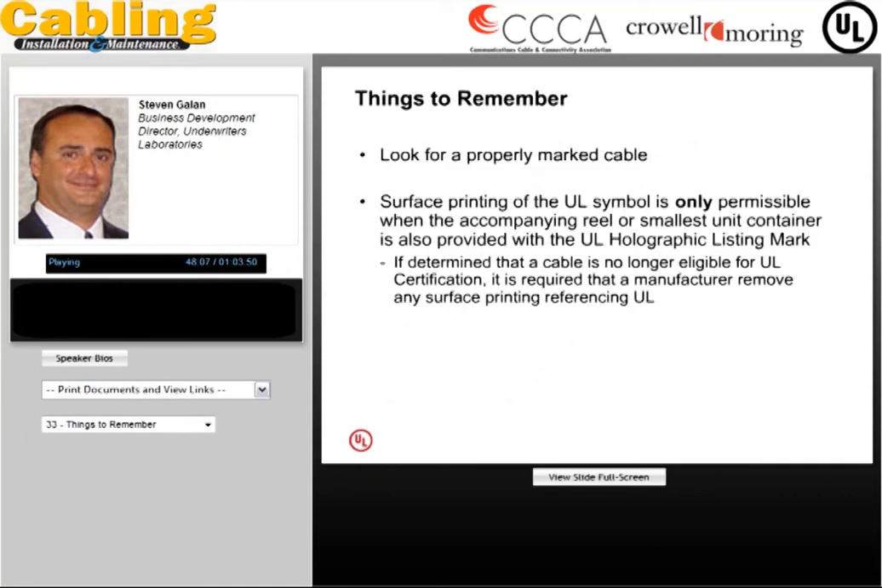So in closing, I would like to remind everyone, always look for a properly marked cable, and that the UL symbol is on the cable. It must also have the UL holographic listing mark on the container. UL does require from the manufacturers that if a cable is no longer eligible for UL certification, the cable manufacturer must remove the symbol from the surface printing of the cable.